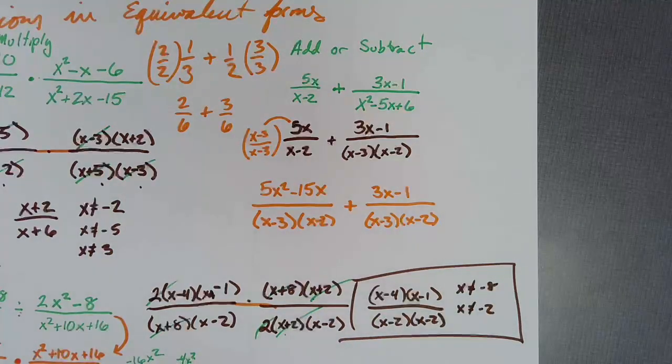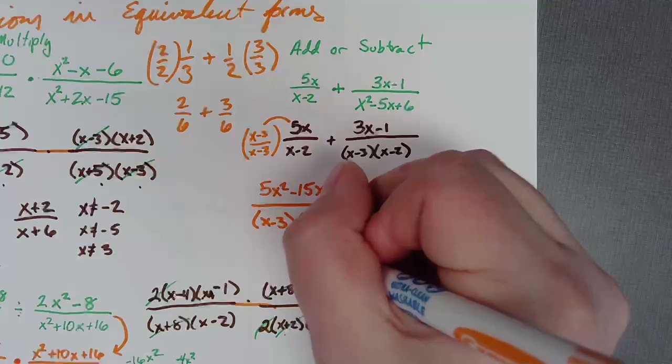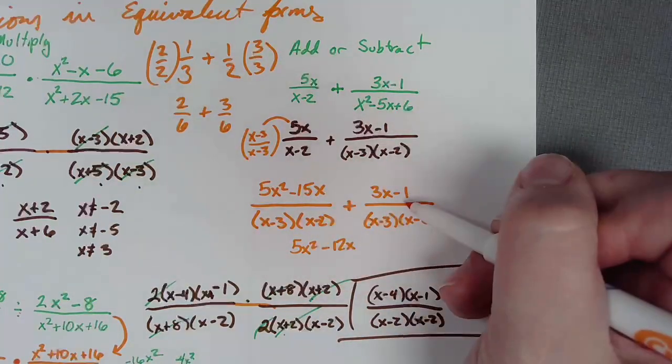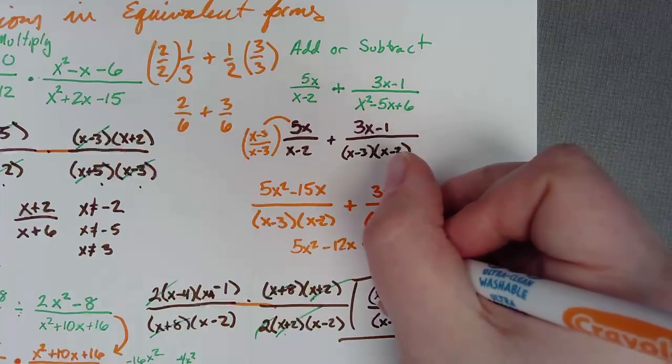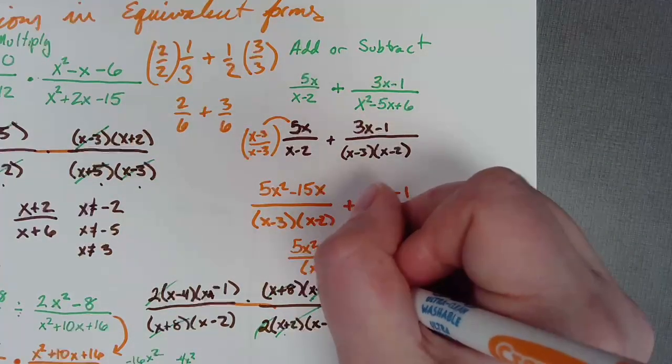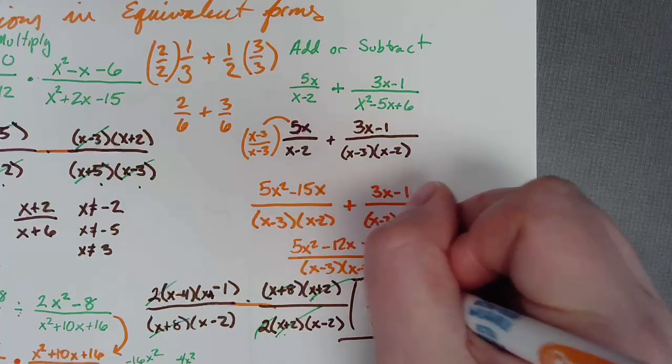From here, we're going to combine our like terms. So we're going to add our two numerators together. So I get 5x squared minus 12x, because negative 15x plus 3x would be negative 12, minus 1. And then over our same denominator, again, I'm not going to go through and multiply that out.